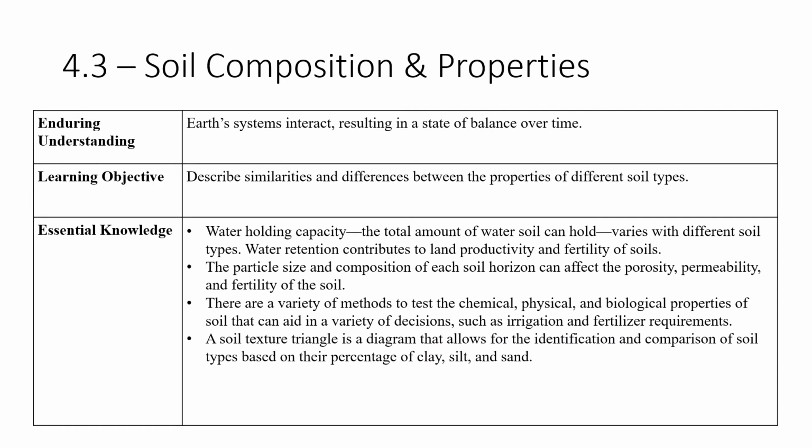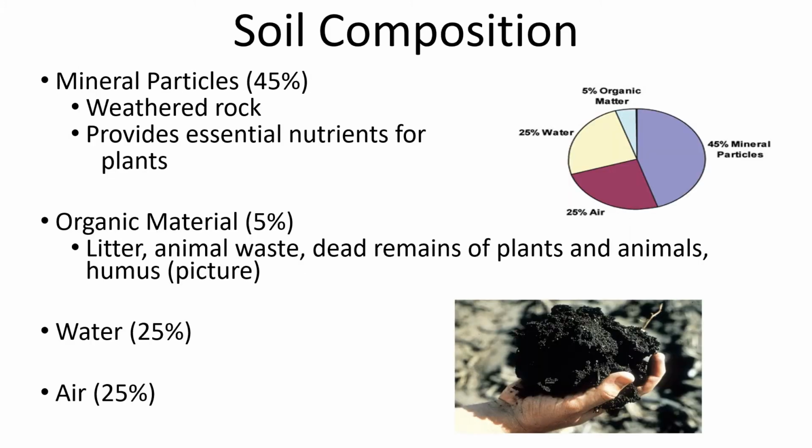Moving on, we have our soil composition and properties. So now that soil's been formed, what is it composed of and what kind of properties does it have? So soil is composed of minerals, organics, and water and air, basically. The majority of it is mineral material, but then a lot of it is water and air, so those spaces in between the particles.